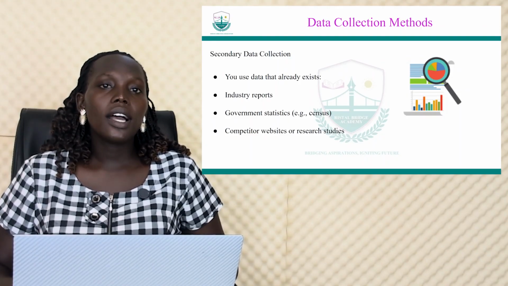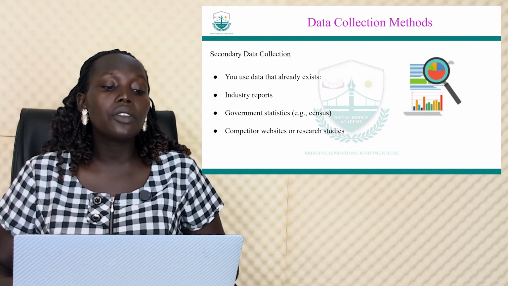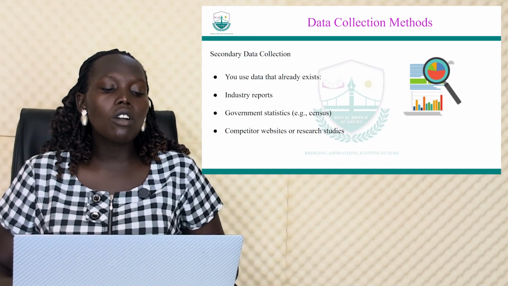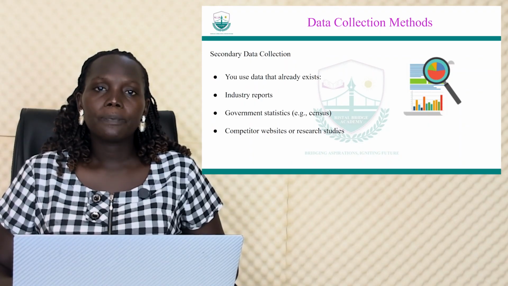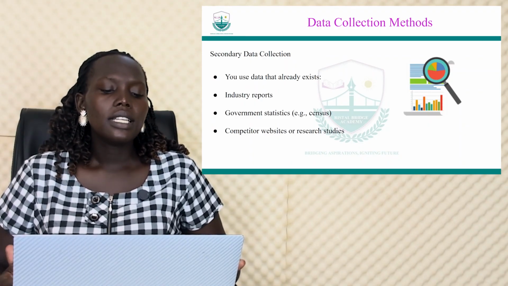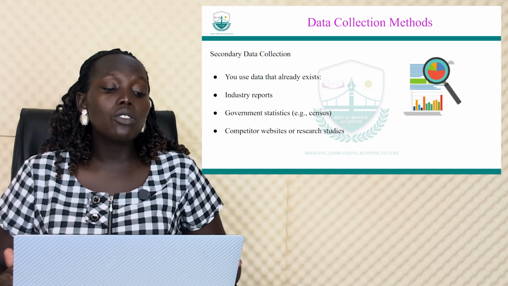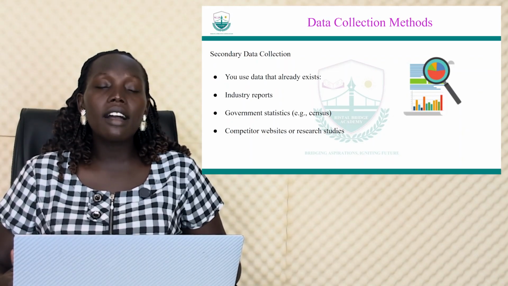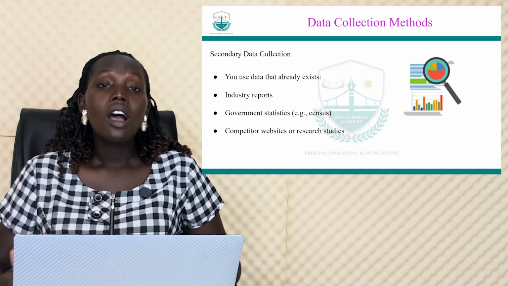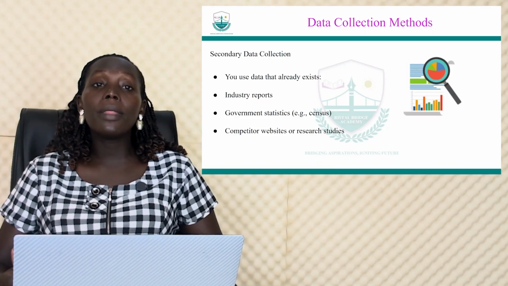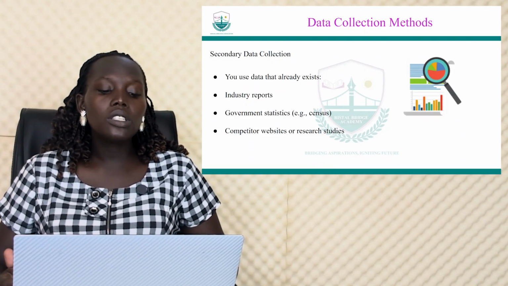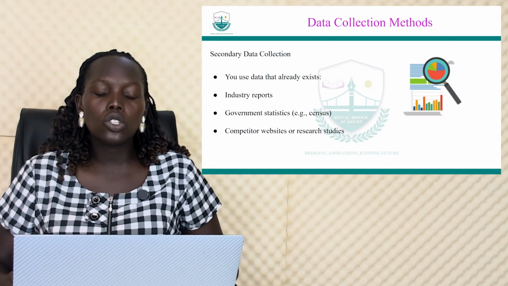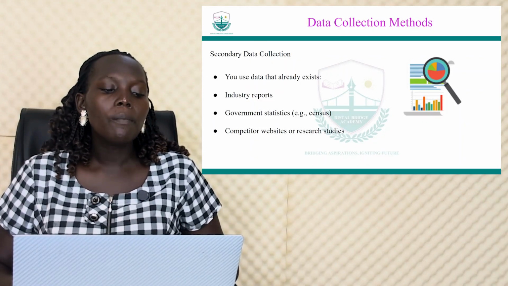And then we also have what we call secondary data collection. Secondary data collection involves the use of data that already exists. Data that is already in existence. For example, you can decide to get this data from industry reports, or from government statistics, for example the census. You can also get it from a competitor's website online, or from research studies. So that is secondary data collection.